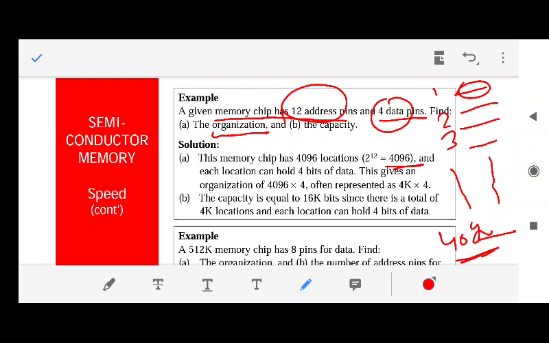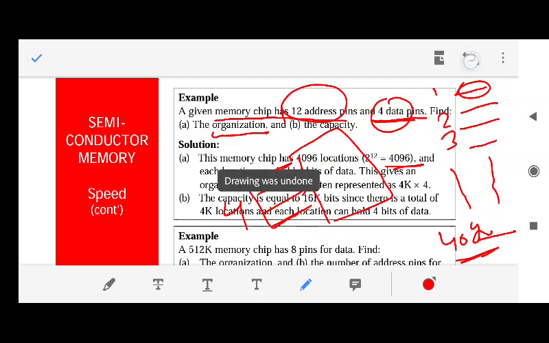It is given that you have 4 data lines. These are the data lines, and there are 4 of them. Since data comes in parallel, all 4 bits come at one time and are saved at each location. So how many bits per location are there? That would be 4 bits per location.